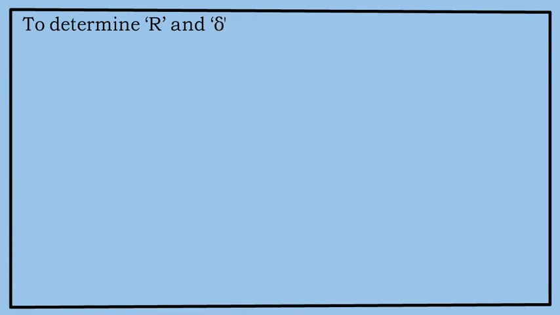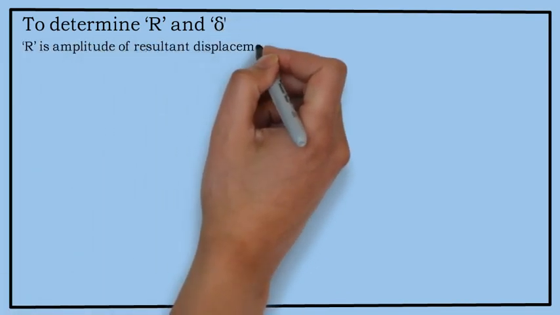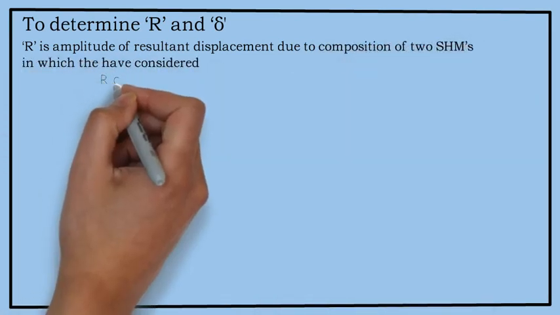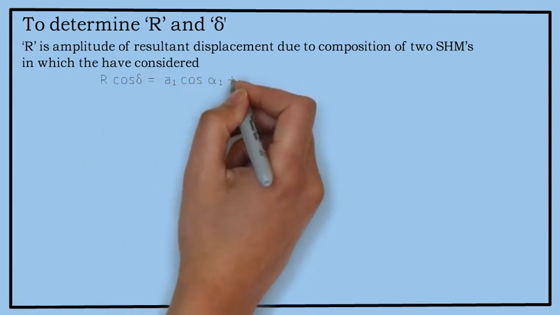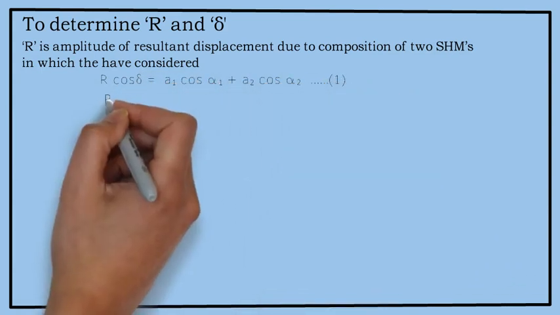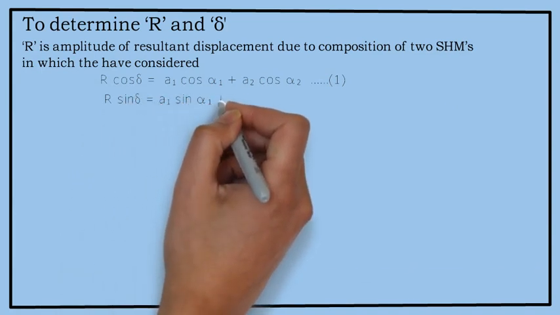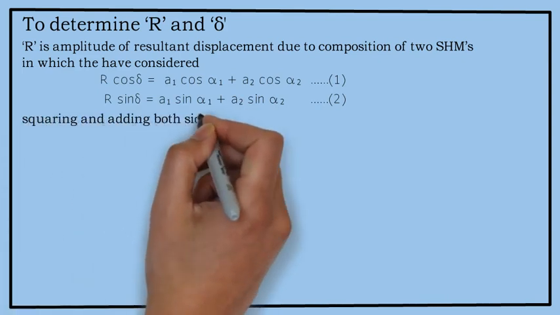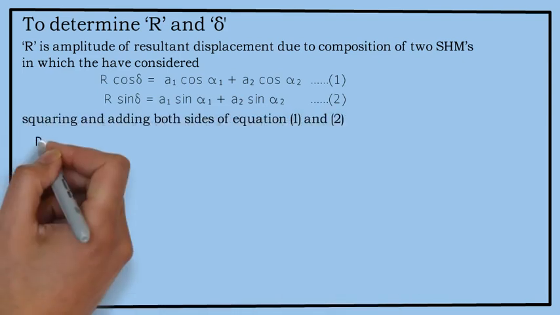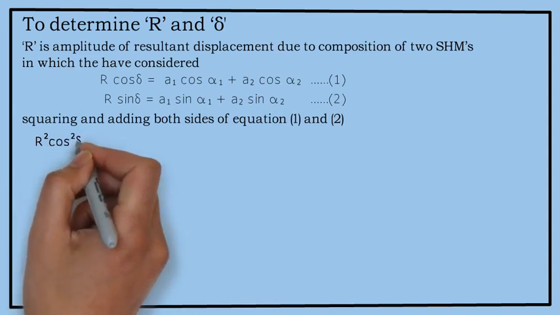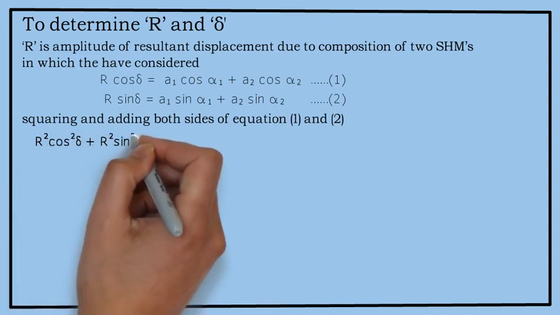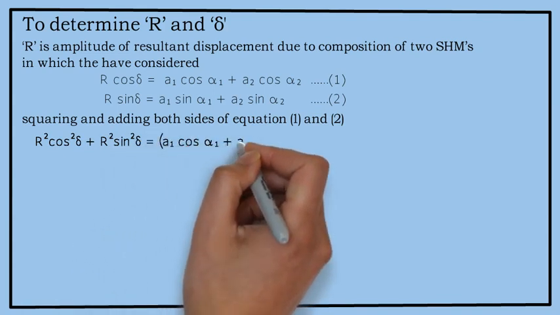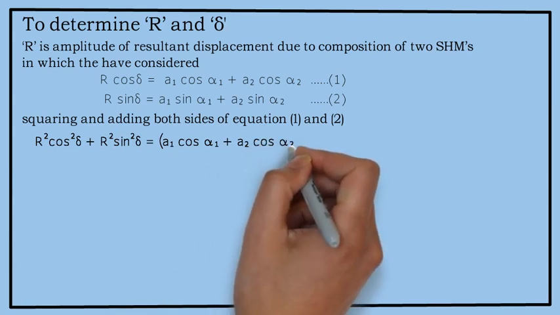See, understand this. R is amplitude of resultant displacement due to composition of two SHMs, in which we have r cos delta is equal to a1 cos alpha 1 plus a2 cos alpha 2, and r sine delta is equal to a1 sine alpha 1 plus a2 sine alpha 2. Squaring and adding both sides of the equation, we get r square cos square delta plus r square sine square delta is equal to a1 cos alpha 1 plus a2 cos alpha 2 the whole square plus a1 sine alpha 1 plus a2 sine alpha 2 the whole square. Now add these two expressions.